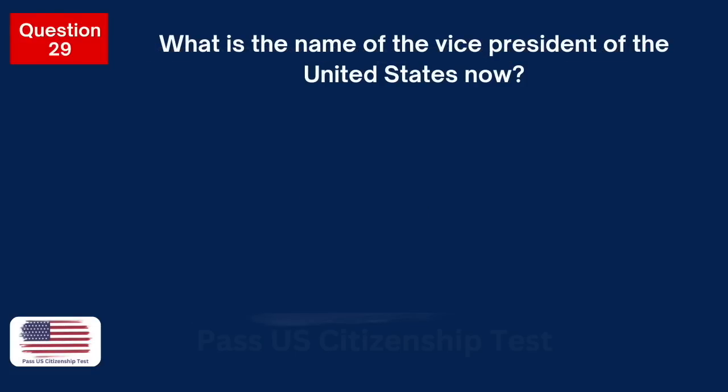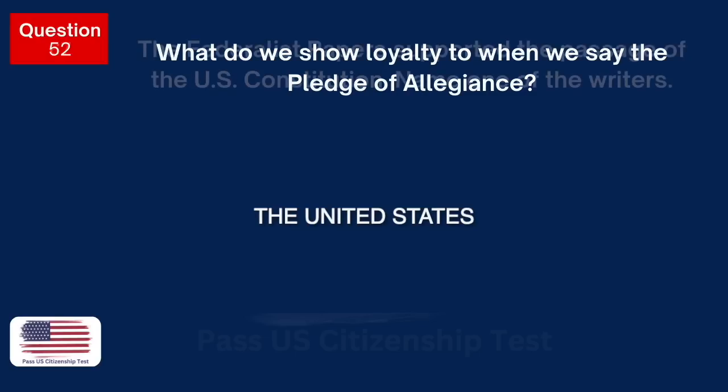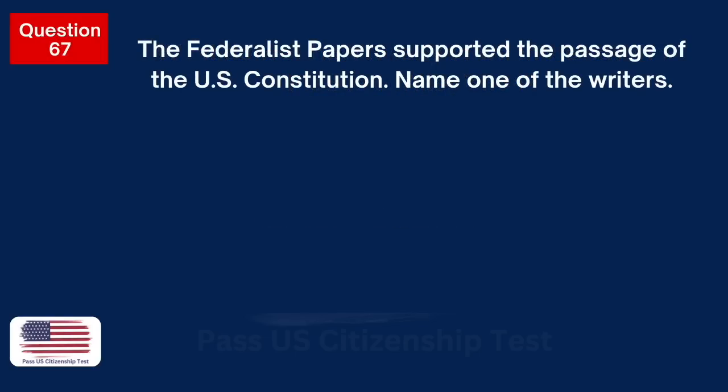What is the name of the Vice President of the United States now? J.D. Vance. What do we show loyalty to when we say the Pledge of Allegiance? The United States. The Federalist Papers supported the passage of the U.S. Constitution. Name one of the writers. James Madison.